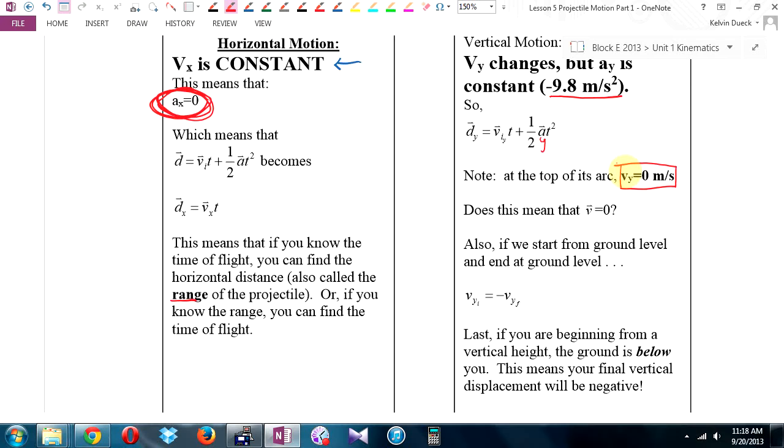There we go. At the top of its arc, for a split second, the vertical velocity was 0. Does that mean the velocity was 0? Yeah, see, if the velocity was 0, it would have been hovering in one place there. It was not. In fact, you can say at the top of its arc for any projectile, v equals v_x. The overall velocity for that split second is just your horizontal component.